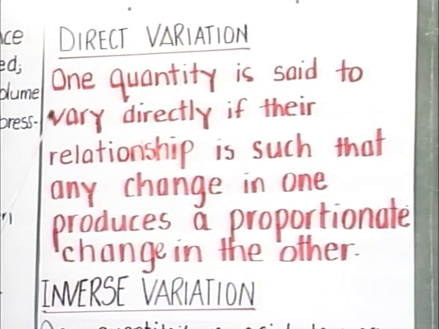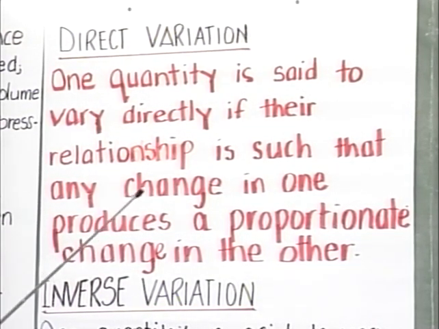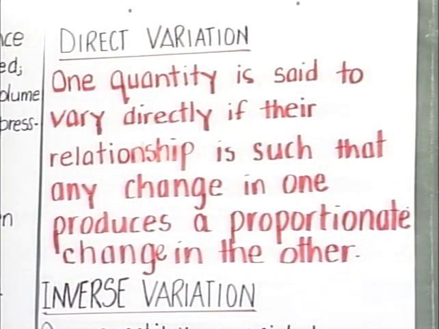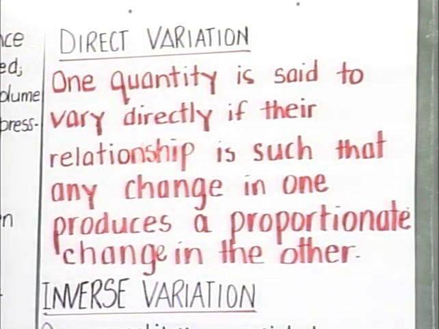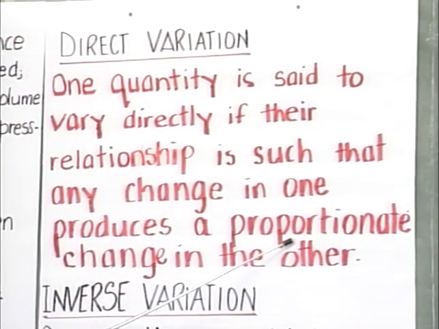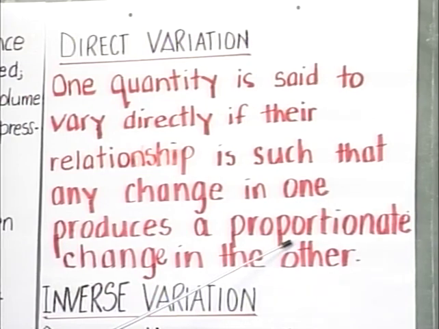One quantity is said to vary directly if the relationship is such that any change in one produces a proportionate change in the other. I just said increase, when one increases the other increases. Please remove that from your mind. It should also be when one decreases, the other decreases as well. So it's better to say so long as they decrease or increase in the same ratio. That's what proportionate means. Is that clear?